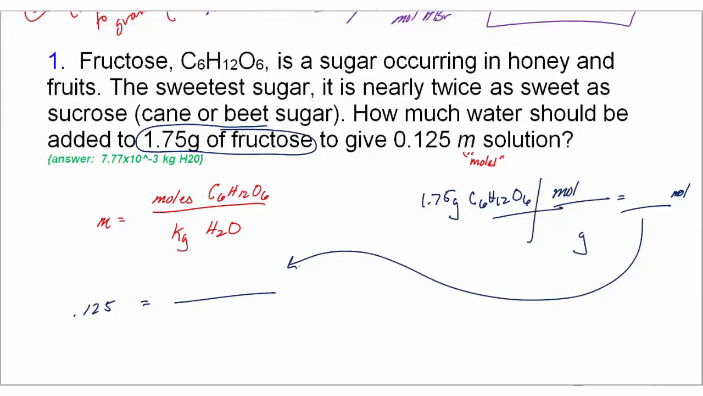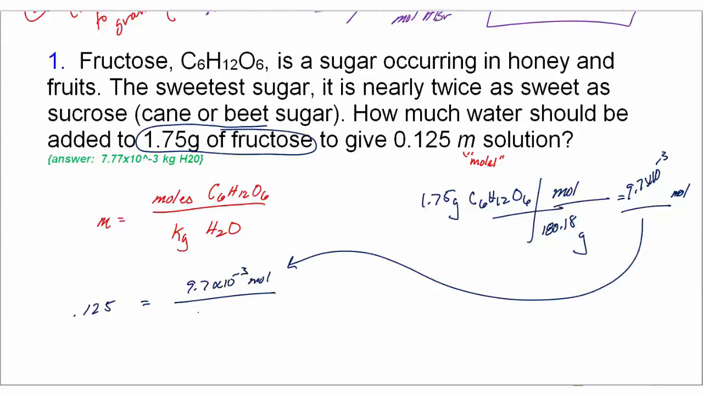So 12.01 times 6 plus 1.01 times 12 plus 16 times 6. I get about 180.18 is the molar mass of fructose. That gives about 9.7 times 10 to the negative 3 moles.